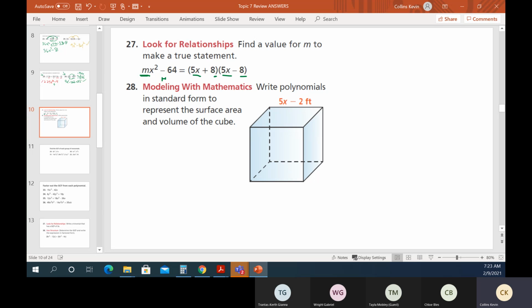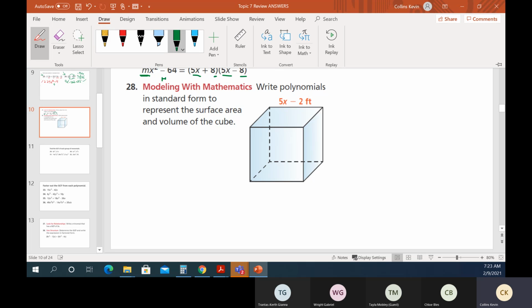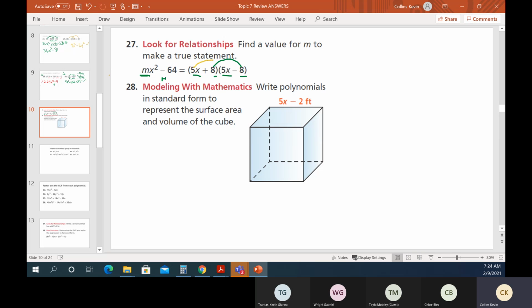So kind of follow the pattern. No, not quite. So we figured out the minus 64 by saying 8 times negative 8. So what would happen if we multiplied these two guys together? 5x and 5x, what will we get? Yeah, you'd get the x squared, right? But then 5 times 5 is 25. So in this case, m would have to be 25. See how that works?